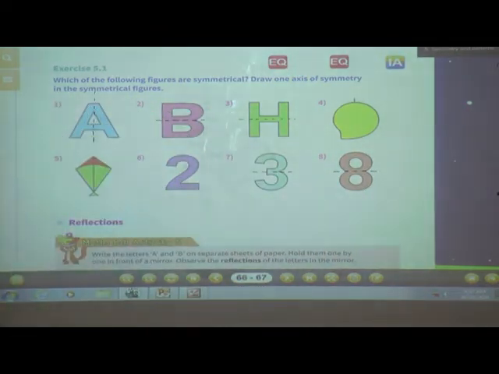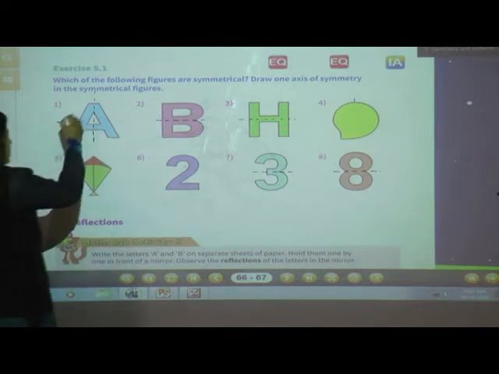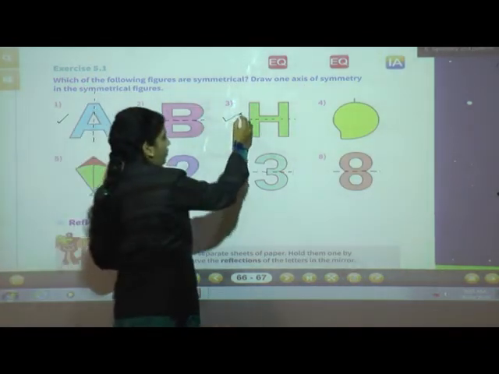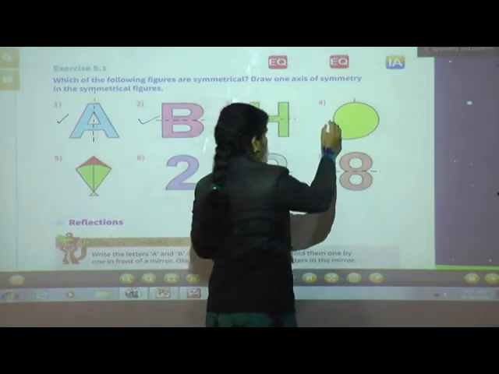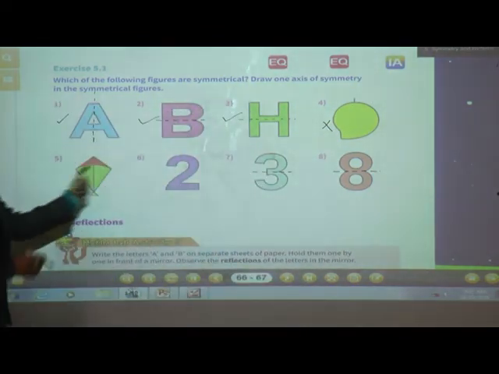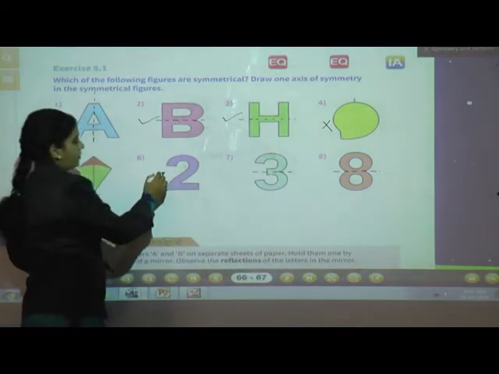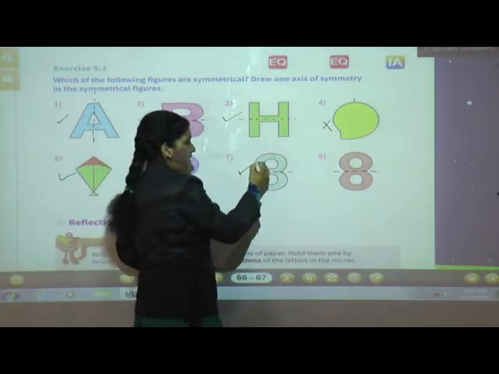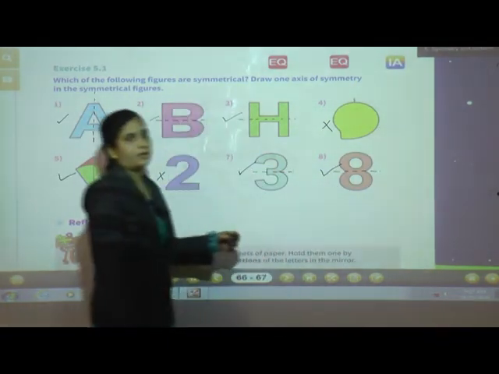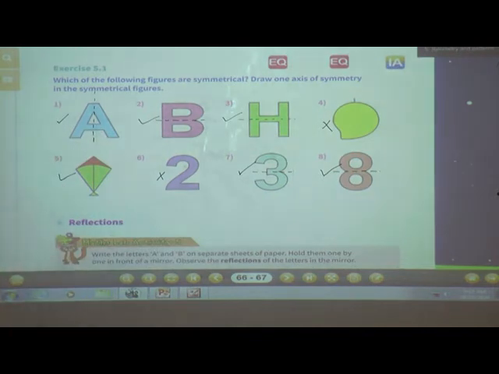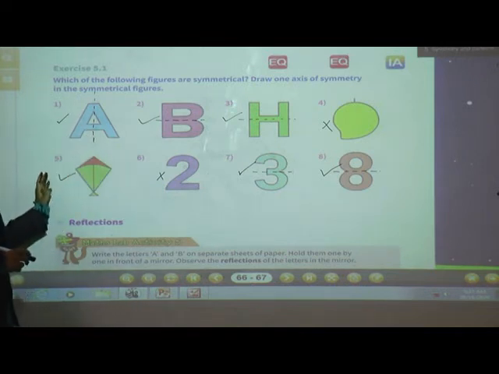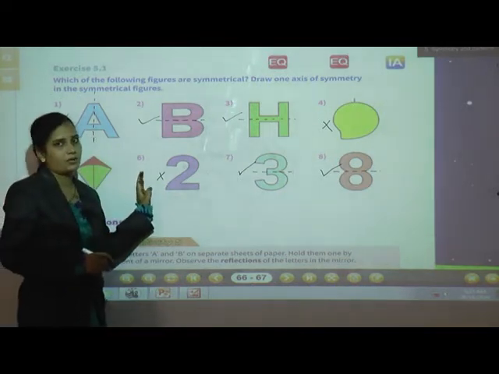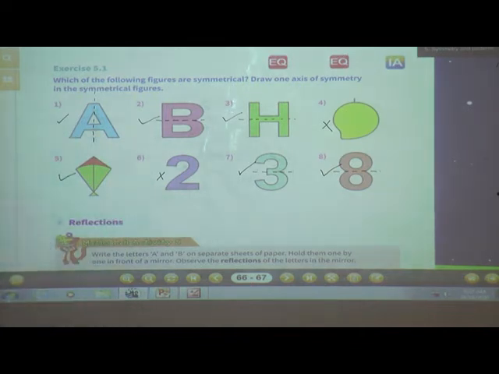So students, tell me the answer. Which figures are symmetrical here? This first one, second one, third one. Fourth one, not symmetrical. Even this fifth one is symmetrical. Sixth one no. Seventh yes. Eighth yes. So only the first, second, third, fifth, seventh and eighth are symmetrical figures, and the fourth and sixth are not symmetrical. Okay. Now reflections.